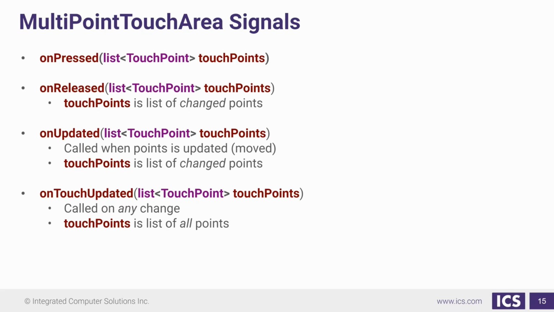On update is going to be called anytime points that are already pressed have been moved. And that's also going to give us a list of the changed points. And there's also on touch updated, which is going to give us a list of all of the points anytime any of them change.